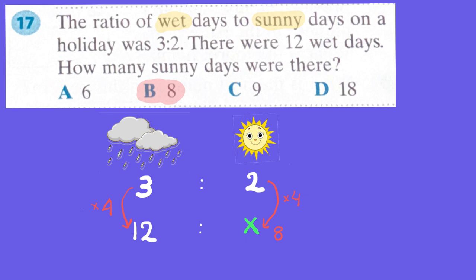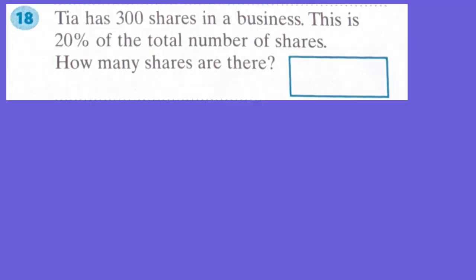In all of the mini tests that I have done so far, and this is the 4th one, we've learned that we can change percentages into fractions. So 20%, we know that we can change that into a fraction of 1/5. We've done this before. So if Tia has 300 shares in a business, and this is 20% of the total number of shares, that means that this is 1/5 of all the shares that she has.